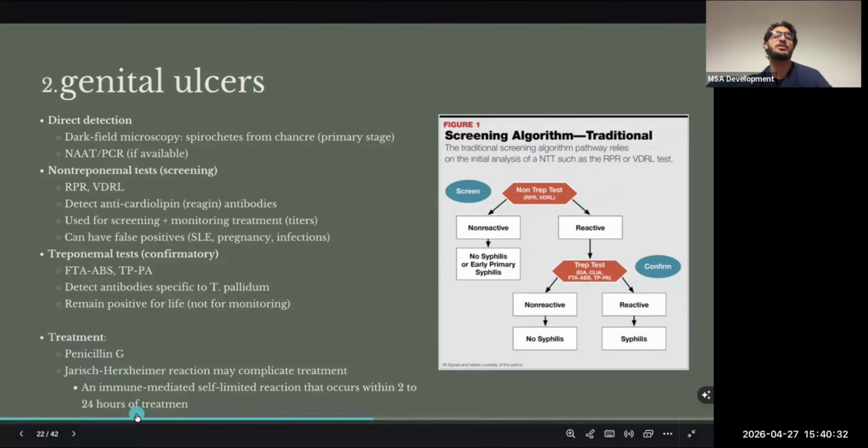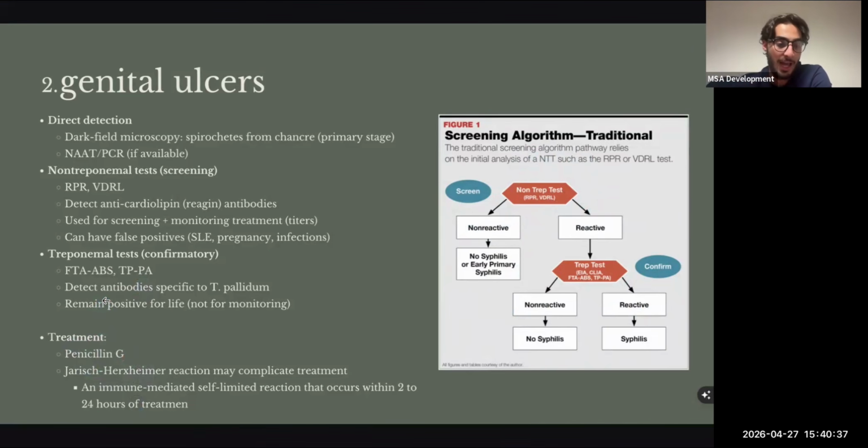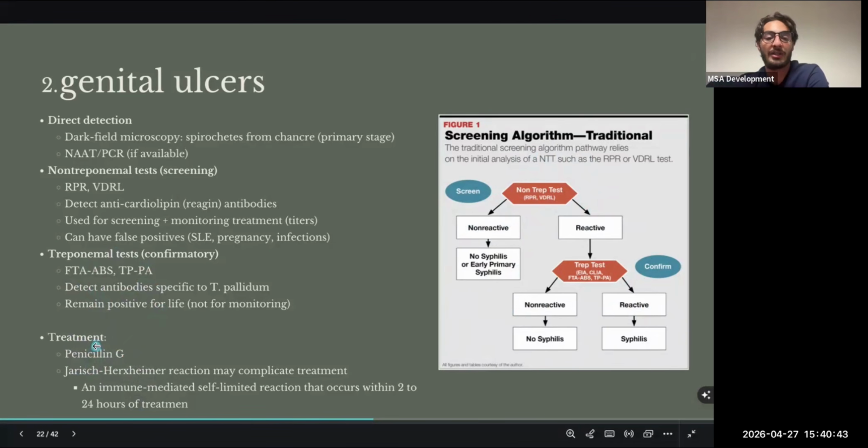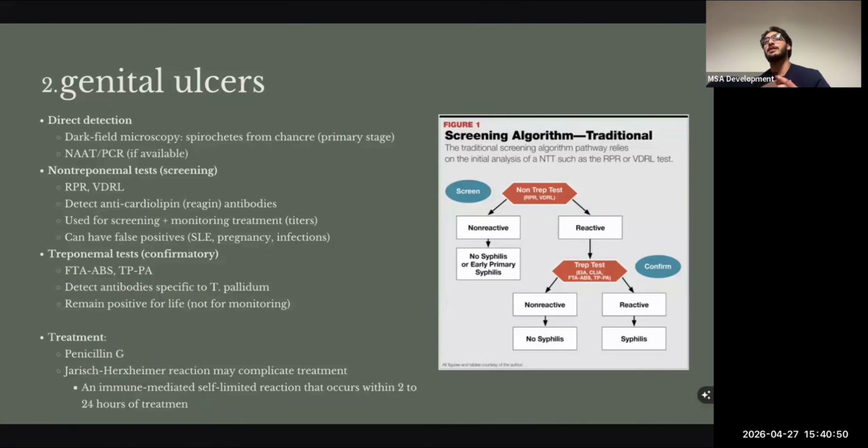Now, how do you treat it? Again, we mentioned it's penicillin G. There is a complication that could happen from treatment of syphilis called the Jarisch-Herxheimer reaction. It's an immune-mediated, self-limited reaction. It happens because when the penicillin kills these spirochetes, they release a lot of cytokines and other things that cause an immune reaction. It's self-limited, and you don't have to treat the reaction that happens with penicillin G.